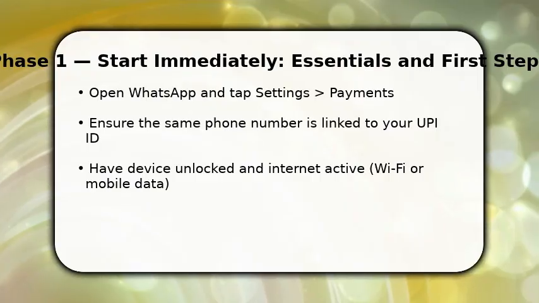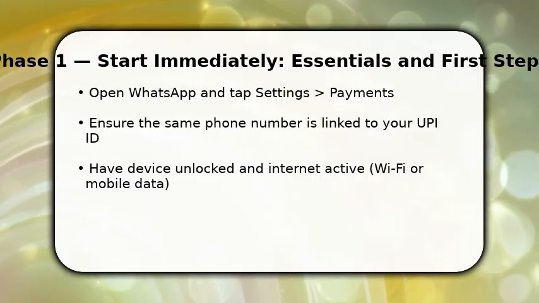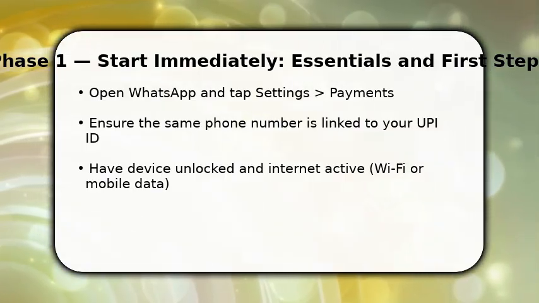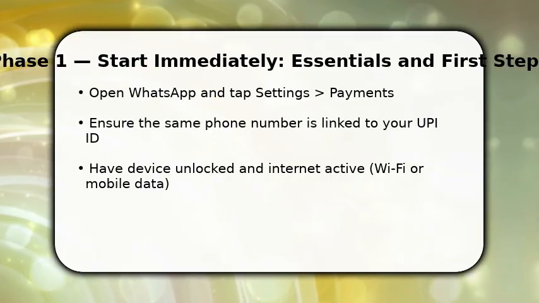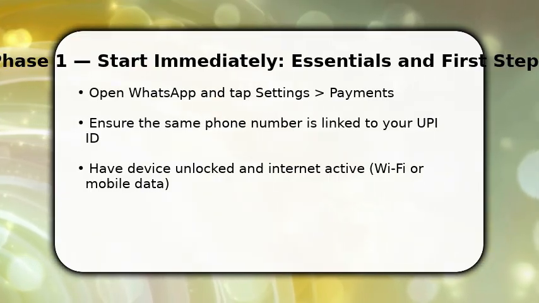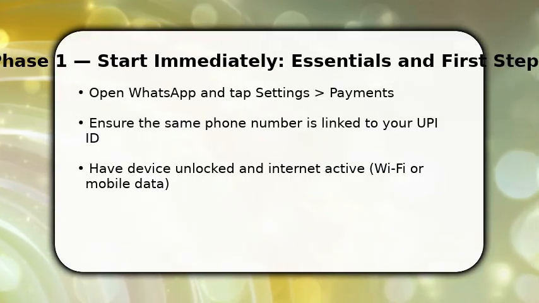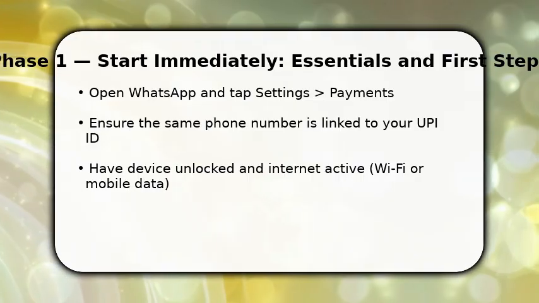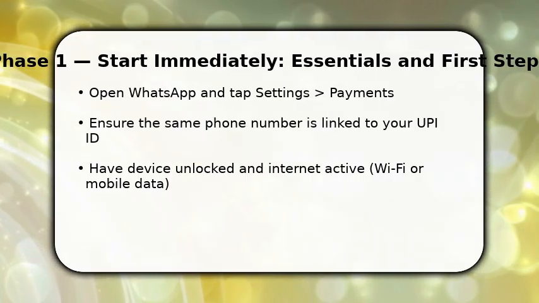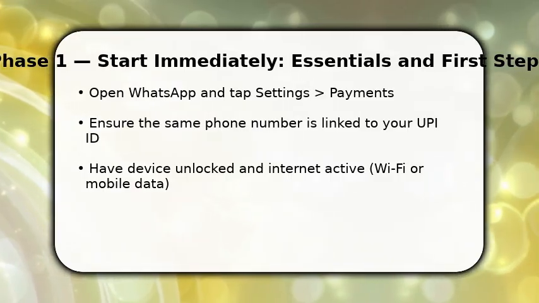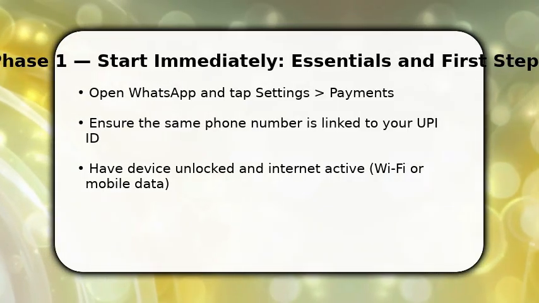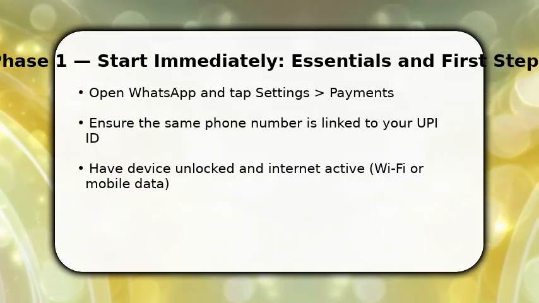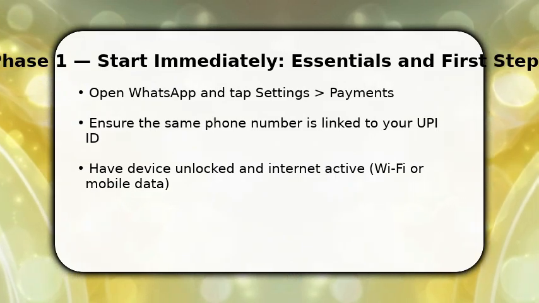You begin by opening WhatsApp and going straight to Settings, then Payments. This is where UPI lives. Once done, make sure the phone number shown matches your UPI ID because WhatsApp ties history to that account. If you see a verification prompt, follow it now to confirm ownership. Keep your device unlocked and connected. Otherwise, the app may block transaction details. This first step gives you access to the payment hub and prepares WhatsApp to display history securely and accurately.